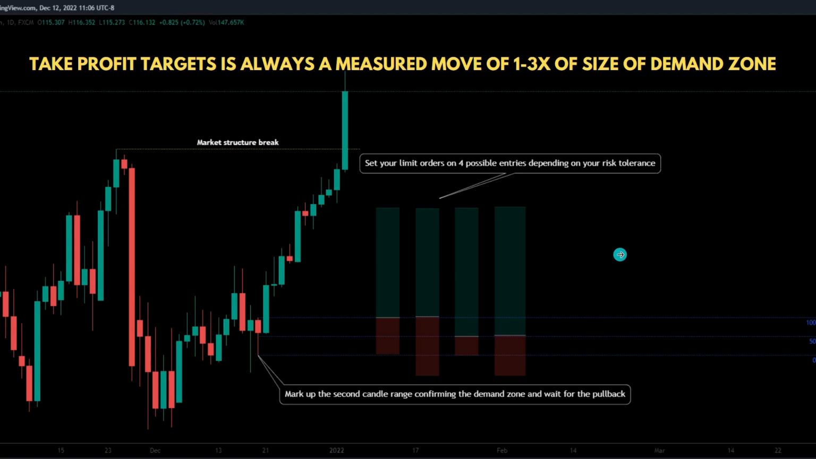Just take it from me, just for the sake of this setup, 1 to 3 R is usually a good bet, but I've seen it go to a lot of R. So I do highly suggest that you leave some on the table or leave some runners. I'll show you in a minute.